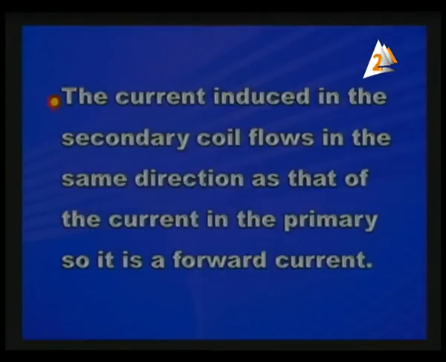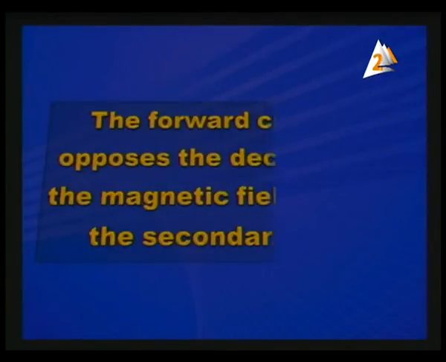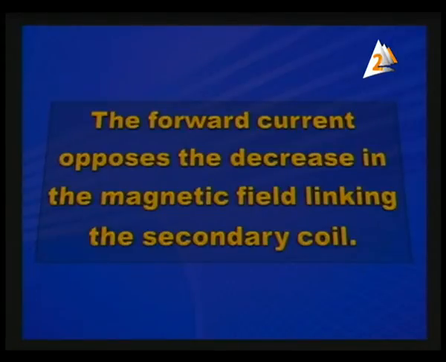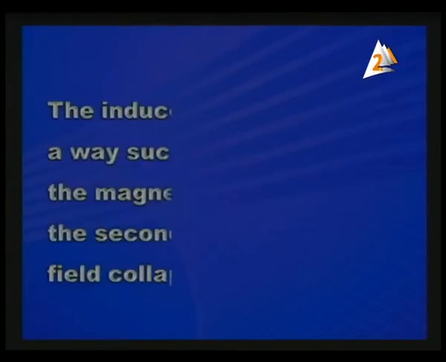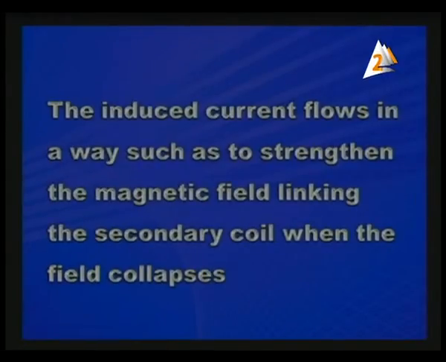The current induced in the secondary coil flows in the same direction as that of the current in the primary circuit. So it is a forward current. The forward current opposes the decrease in the magnetic field linking the secondary coil. The induced current flows in a way such as to strengthen the magnetic field linking the secondary coil when the field collapses. This agrees completely with Lenz's rule.